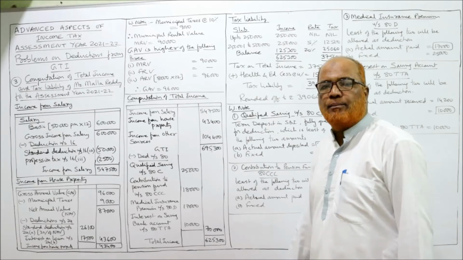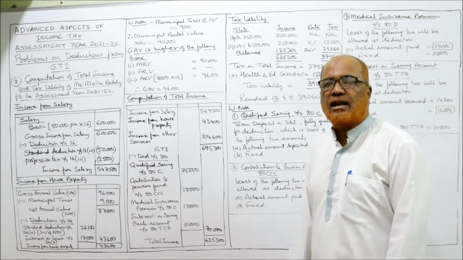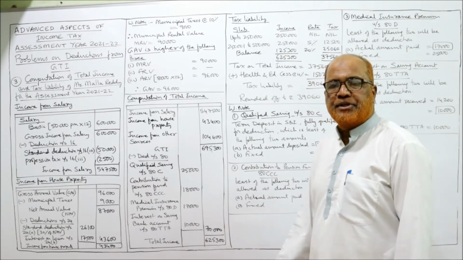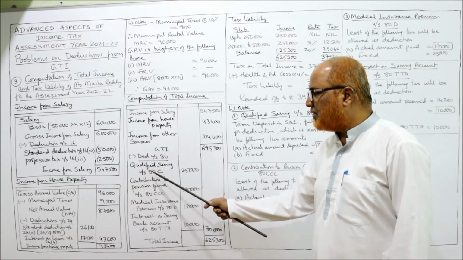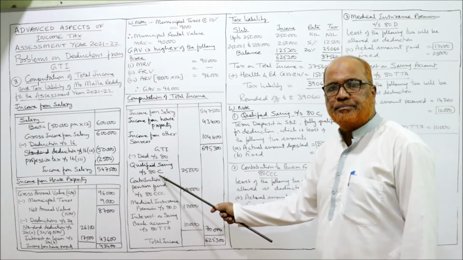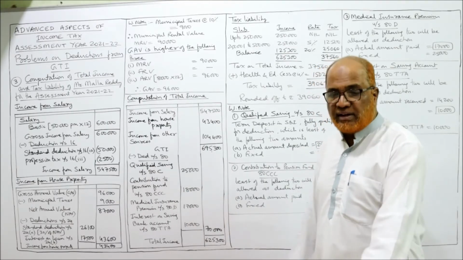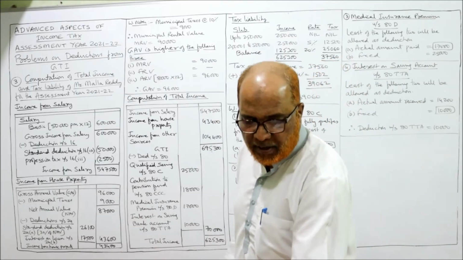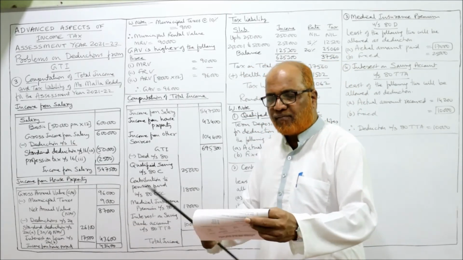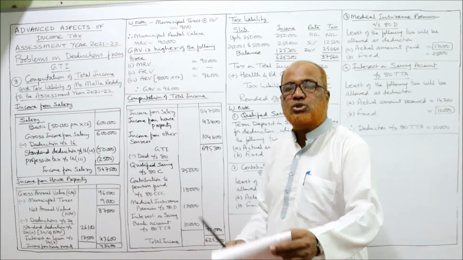6,95,300 is the gross total income. From this, deductions are allowed under section 80. So first deduction, qualified saving under section 80C. What is this qualified saving? Last line it is given in the problem. Term deposit in SBI for 5 years under section 80C is 25,000.